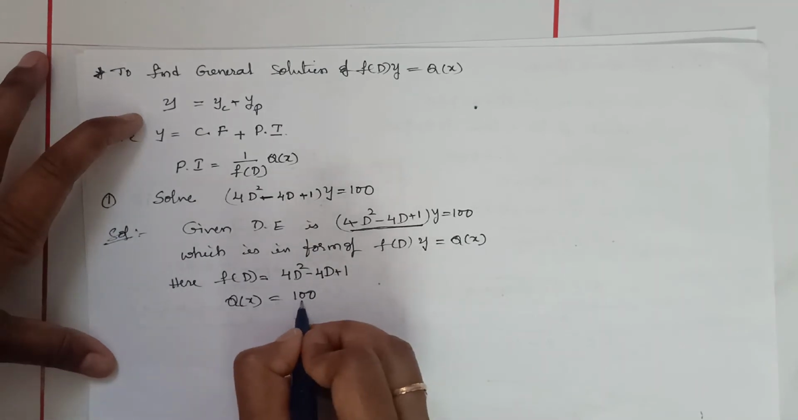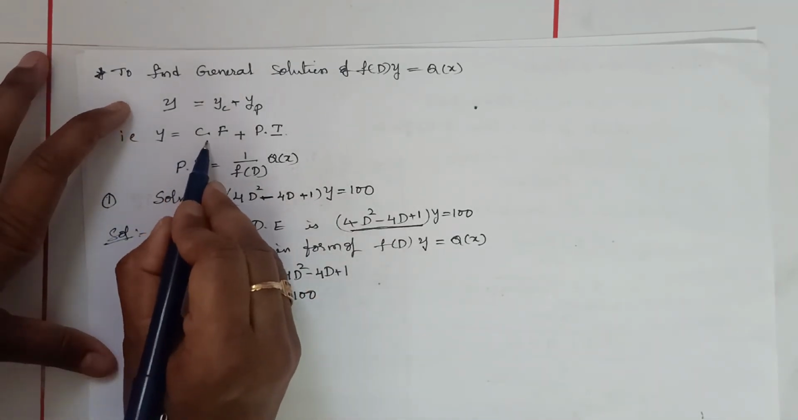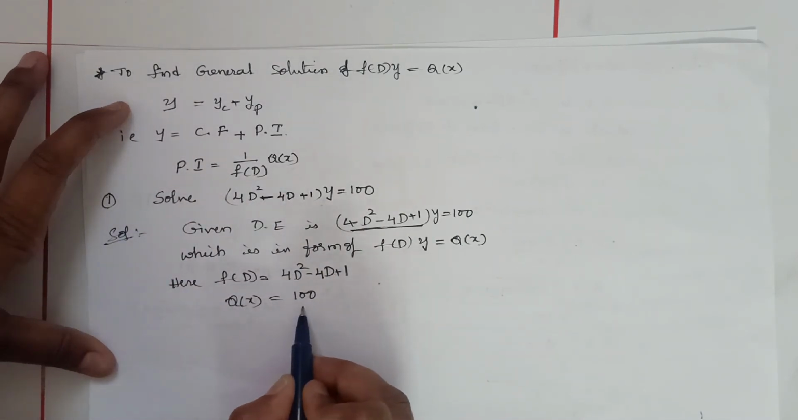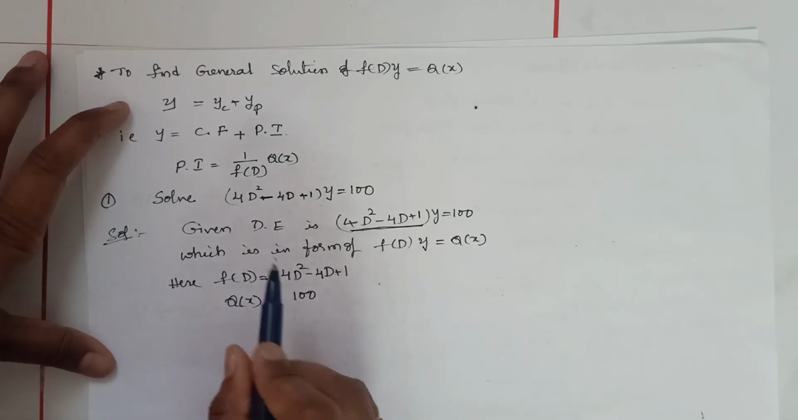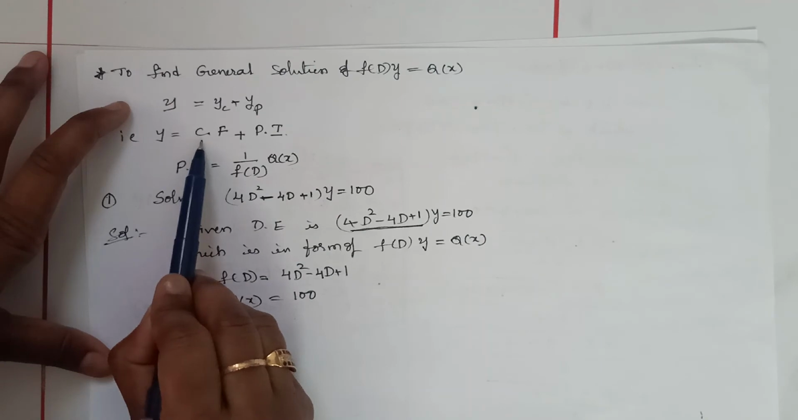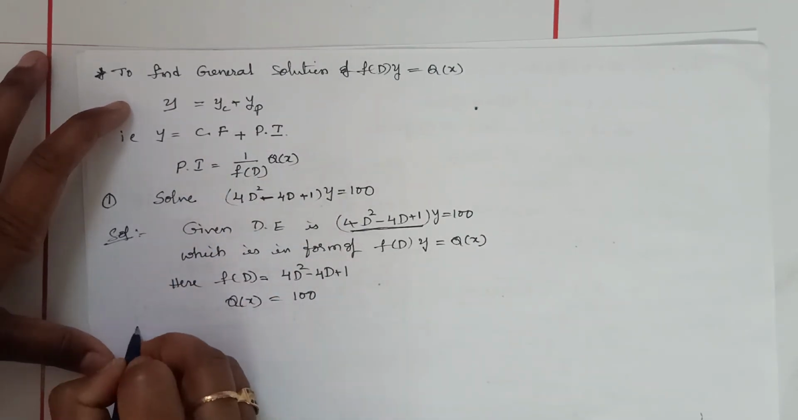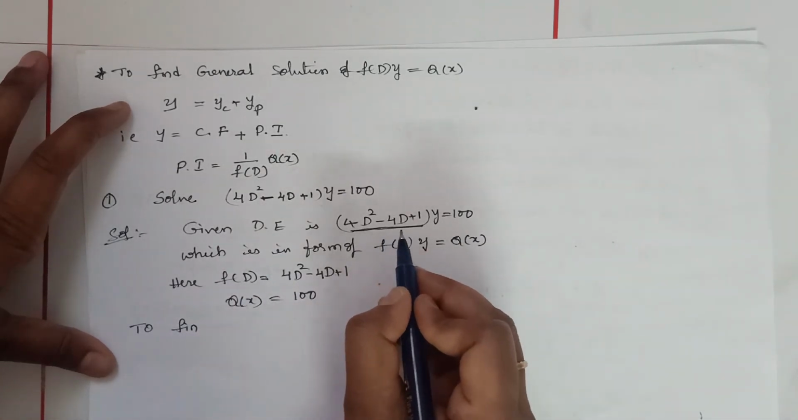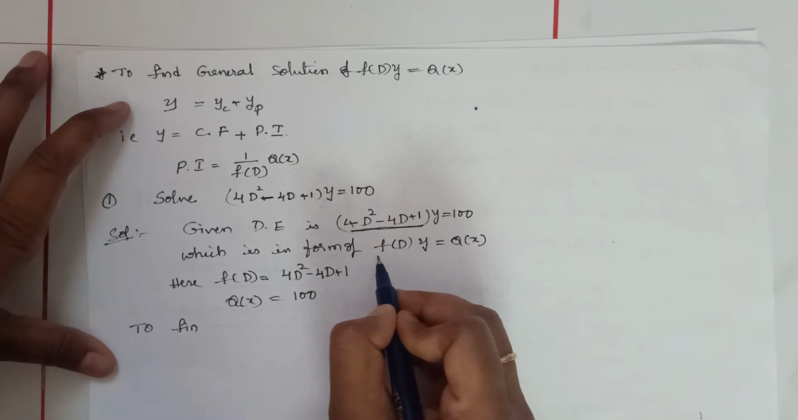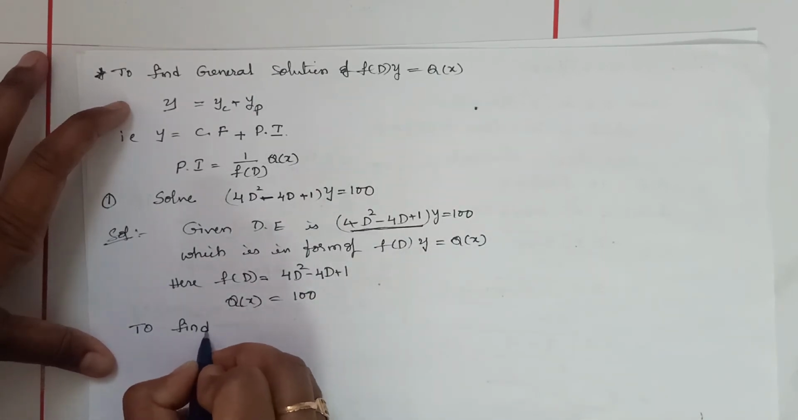When Q(x) is 0, you get only the complementary function. But here Q(x) is not equal to 0. When you have a Q(x) value, you get both the complementary function as well as the particular integral. So to find the solution of this problem, which contains both, first let me find out the complementary function.